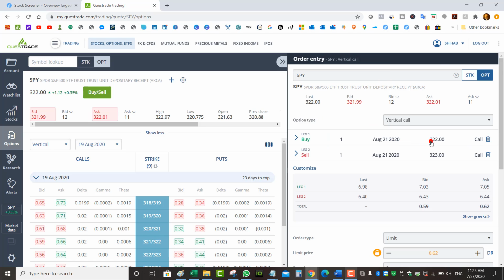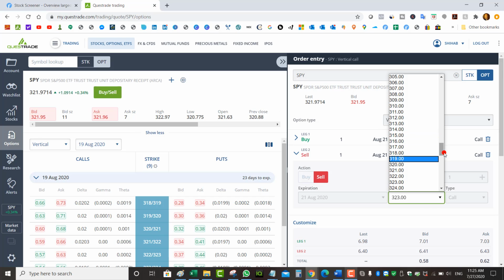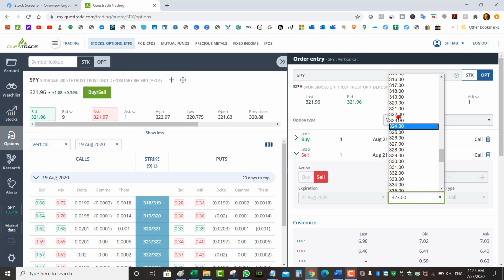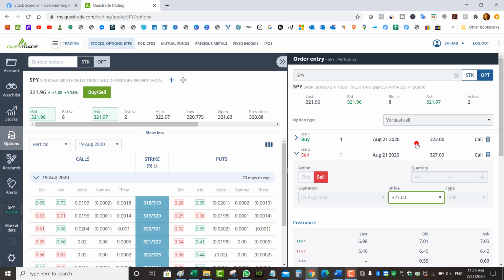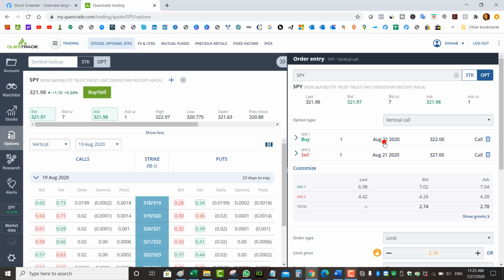So assume I buy the 322 strike for August 21st and I sell the 327 strike for August 21st as well. So it has to be the same expiration to be a debit spread. So same expiration, August 21st. The difference between both strikes is 5 points. So now I would pay about $278 to get into this trade. So if I do one contract, that's $278.